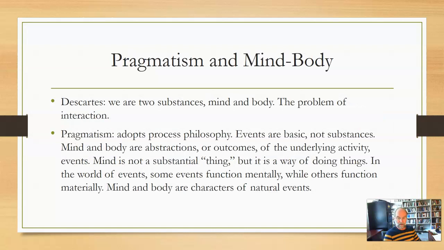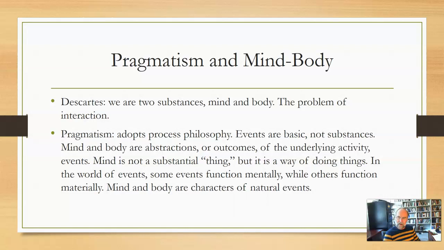Our final problem is the mind-body problem. Notice this. Descartes has two substances, mind and body. And of course, we had that nasty problem of interaction that we just finished talking about before. Pragmatism instead adopts a process philosophy. For Descartes, substance is basic. In process philosophy, events are basic, and substances are derived from events, so that mind and body are abstractions or outcomes of the underlying activity, that is, of the events.